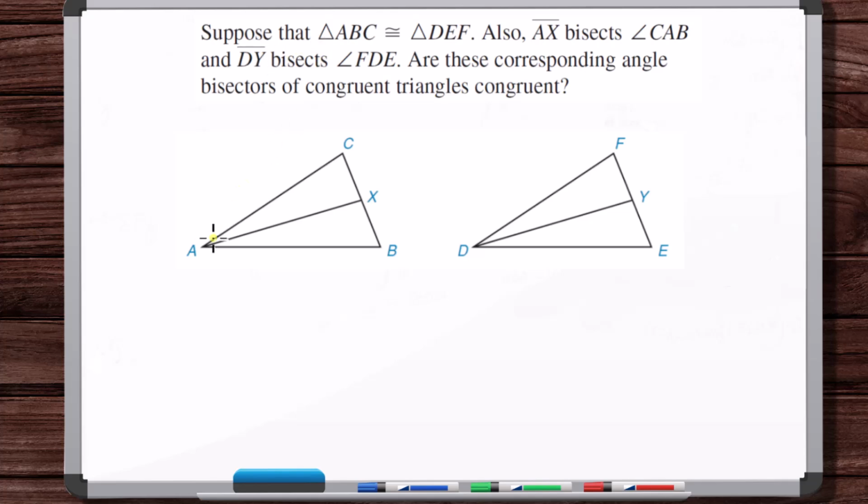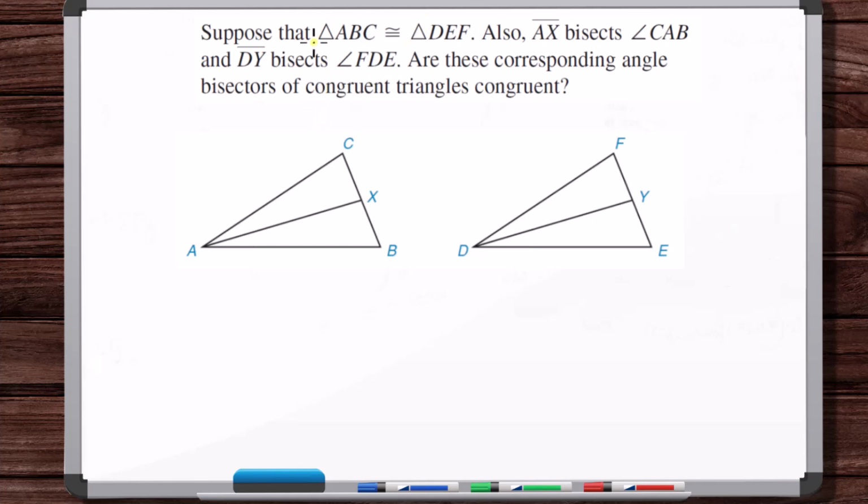Suppose that triangle ABC is congruent to triangle DEF. Also, AX bisects angle CAB and DY bisects angle FDE. So, okay. Are these corresponding angle bisectors of congruent triangles congruent? So they're asking, is AX congruent to DY? So let's remove these marks for now.